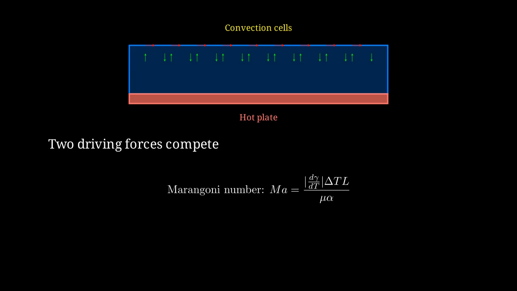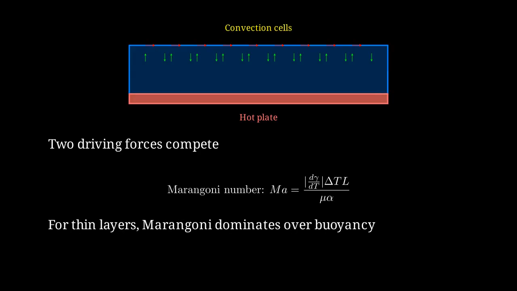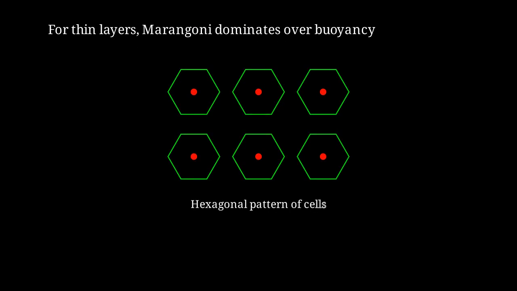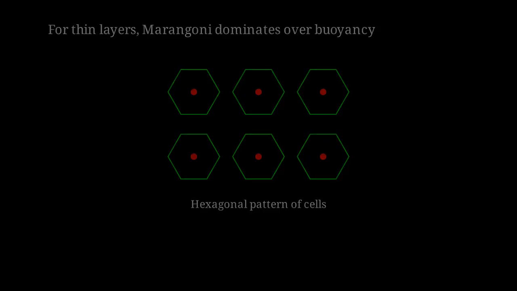Ma equals the magnitude of dγ/dT times ΔT times L divided by μ times α. For thin liquid layers, typically less than a few millimeters, the Marangoni effect dominates over buoyancy-driven convection. The resulting hexagonal pattern is remarkably regular and is a classic example of self-organization in non-equilibrium systems.